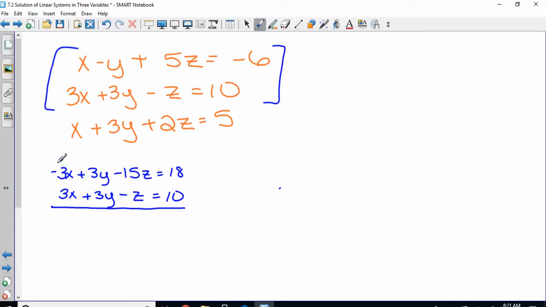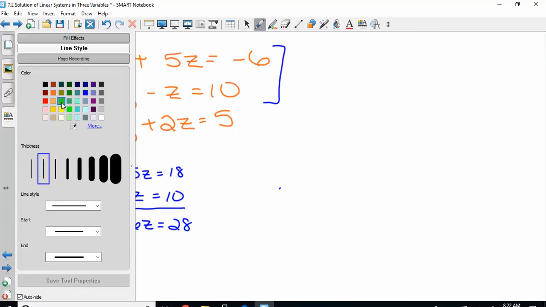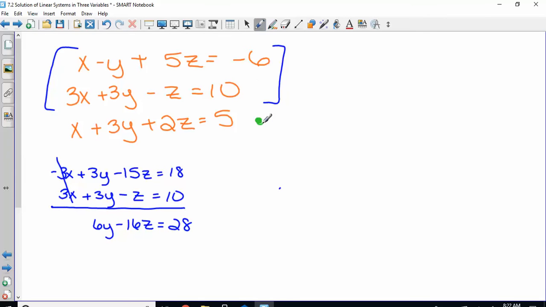Okay, so when we add, negative 3x and positive 3x cancel. 3y plus 3y is 6y. Negative 15 and negative 1 is negative 16z equals 28. So if you eliminate x the first time, you have to eliminate the x again. Okay? We have not used the third equation, so I have to put that with one of the other two and eliminate my x again.